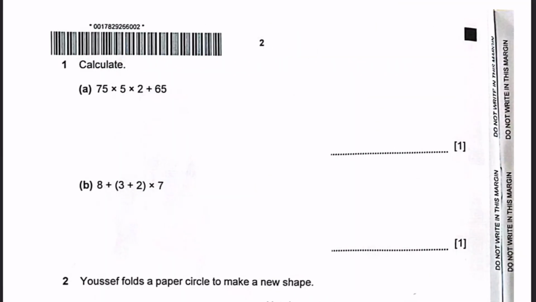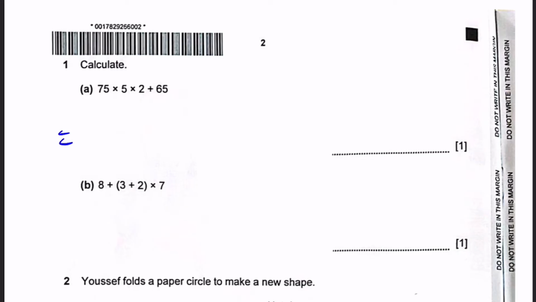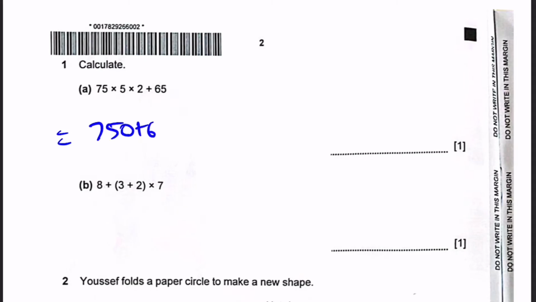Question 1. Calculate 75 times 5 times 2 plus 65. That would be 75 times 5 times 2 first. That would be 750 plus 65, which is equal to 815.